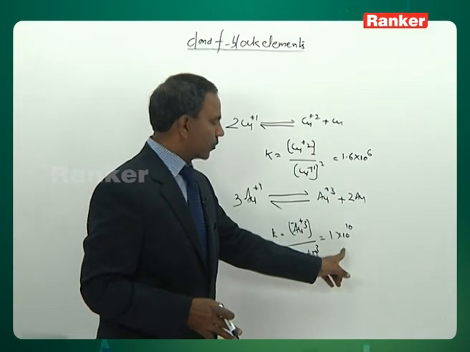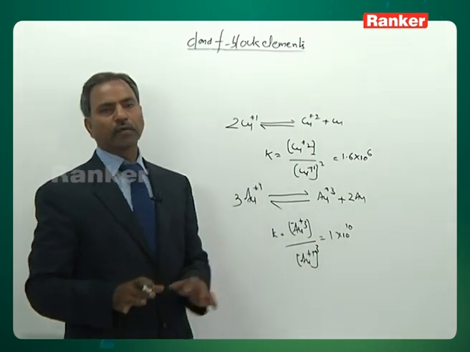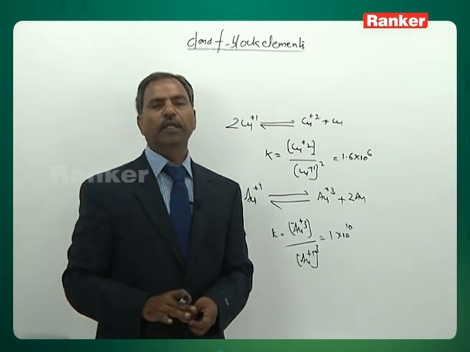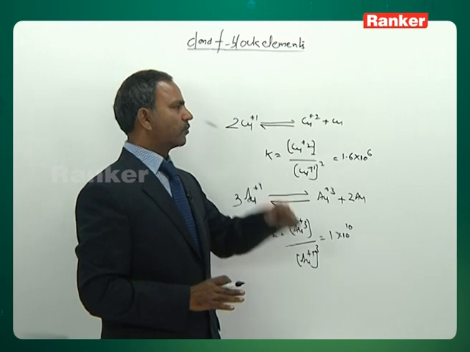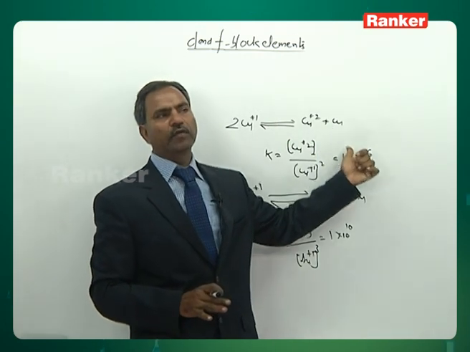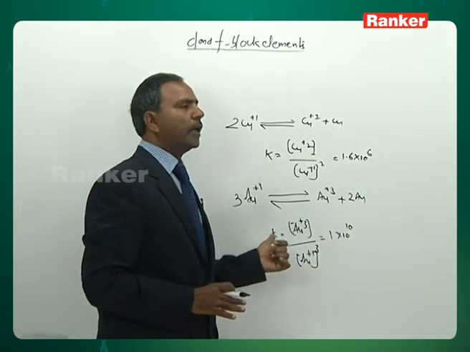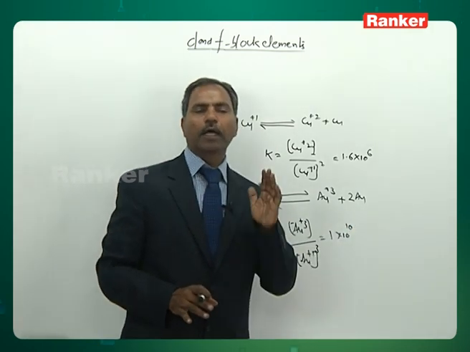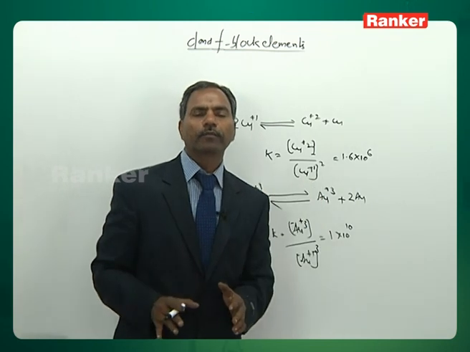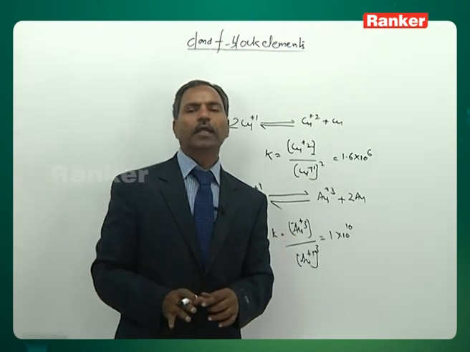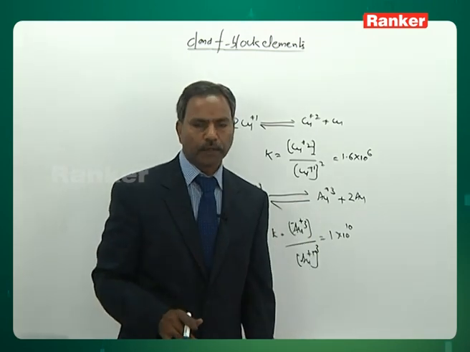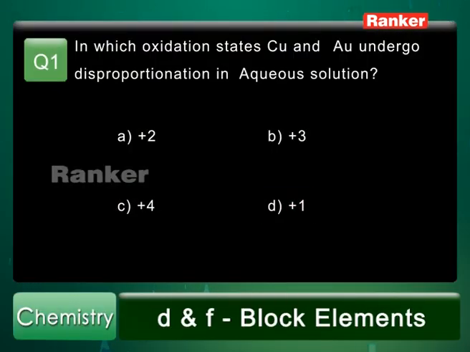From these two equilibrium constant values, we can conclude that copper plus 1 and Au plus 1 do not exist in aqueous solution, because copper plus 2 is stable in aqueous solution and Au plus 3 is stable in aqueous solution. Therefore, copper plus 1 and Au plus 1 undergo disproportionation in aqueous solution, and we can say they do not exist. Therefore, option D is correct for the first question.